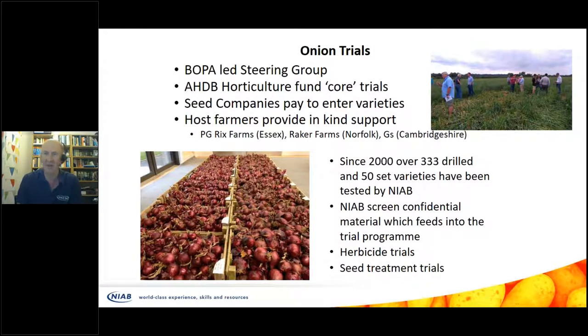I think Dawn mentioned that I've had 30 years at NIAB, and 15 of those have been in the veg industry. 15 years ago, we would have seen one, maybe two different red onion varieties. And now, as you can see there, we've got a dozen or so trays of each from two different trials. There's a lot of new material coming through, a lot of effort that the seed companies are putting in to bring new varieties into the mix, and thanks again to our host farmers who help us do this trial work at Rick's, Rakers and at G's.